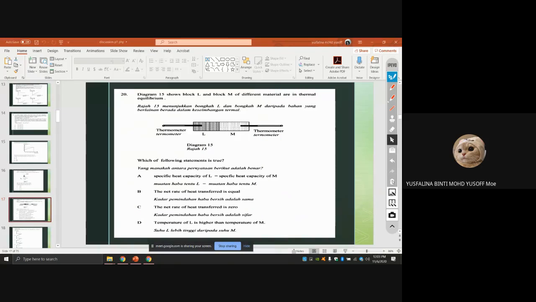Diagram 15 shows block L and block M of different materials in thermal equilibrium. Thermal equilibrium means the temperatures must be the same. So the net rate of heat transfer is 0, and the answer is C. Or you can say the rate of heat transfer between the two objects is the same. That is also thermal equilibrium.